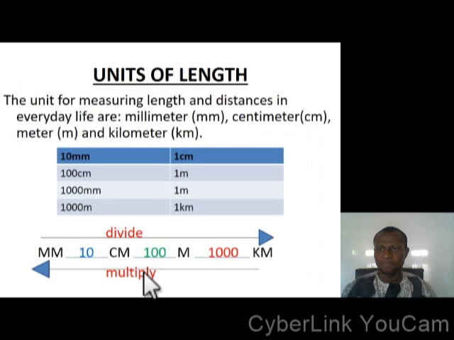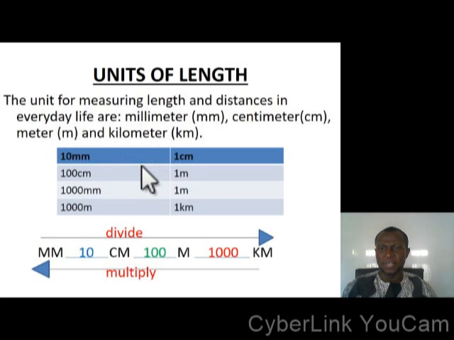Units of length. The units for measuring length and distances in everyday life. Here are some of the parameters. That is millimeter, which we denote with mm. Centimeter, which we denote with cm. The meters, which we denote with m. And kilometers, which we denote with km. So these are some of the various units for measuring length and distances in everyday life.